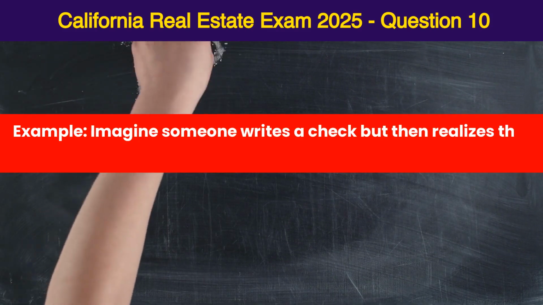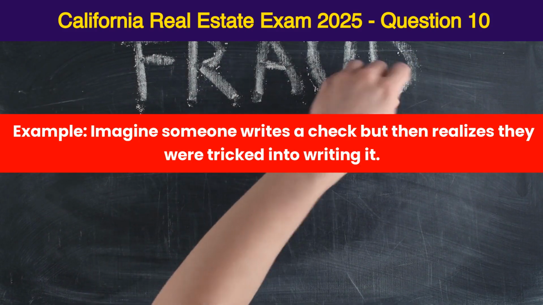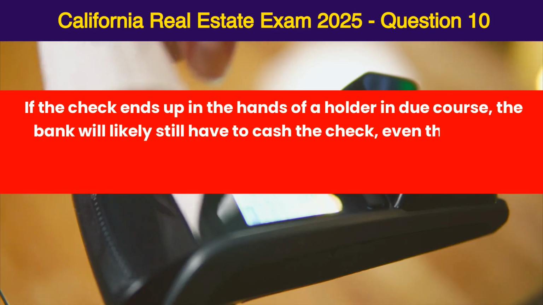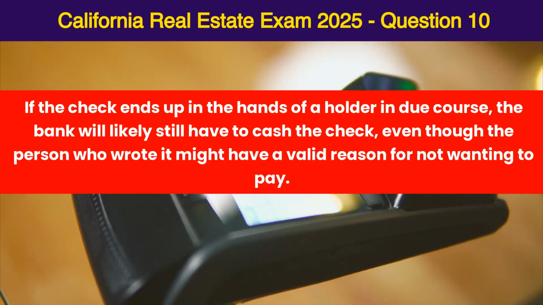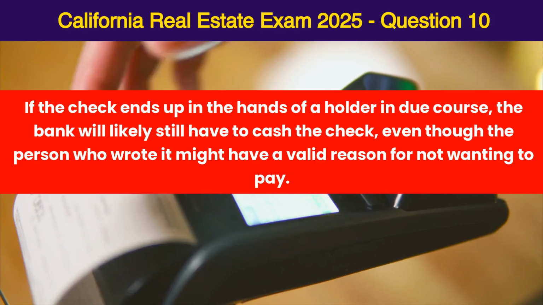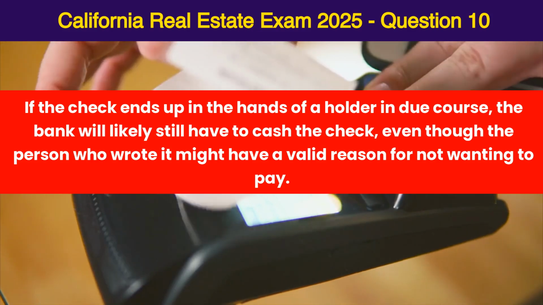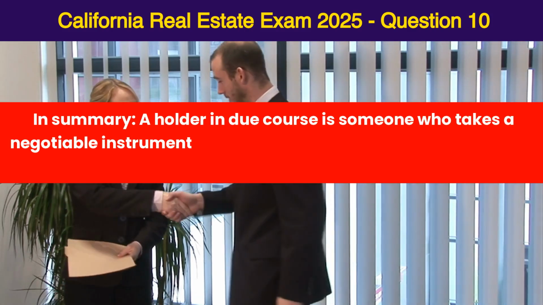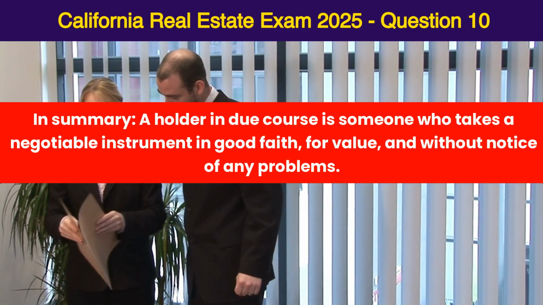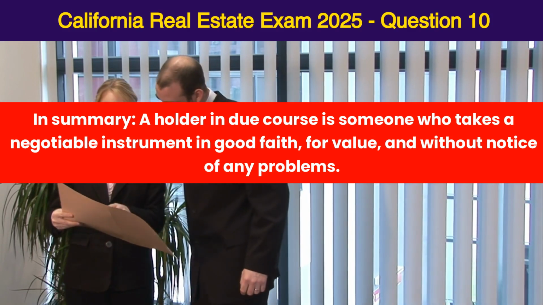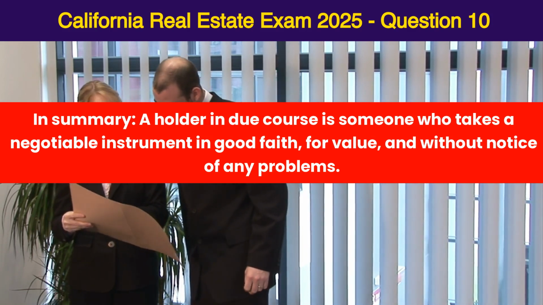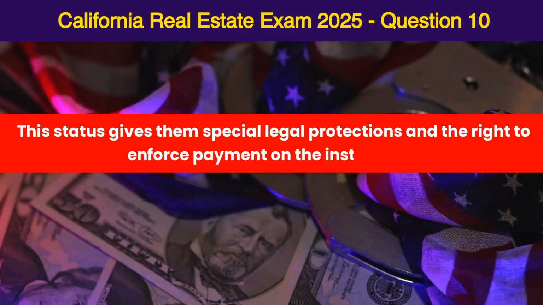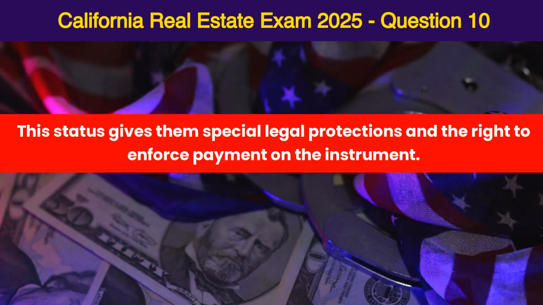Example: imagine someone writes a check but then realizes they were tricked into writing it. If the check ends up in the hands of a holder in due course, the bank will likely still have to cash the check, even though the person who wrote it might have a valid reason for not wanting to pay. In summary, a holder in due course is someone who takes a negotiable instrument in good faith, for value, and without notice of any problems. This status gives them special legal protections and the right to enforce payment on the instrument.